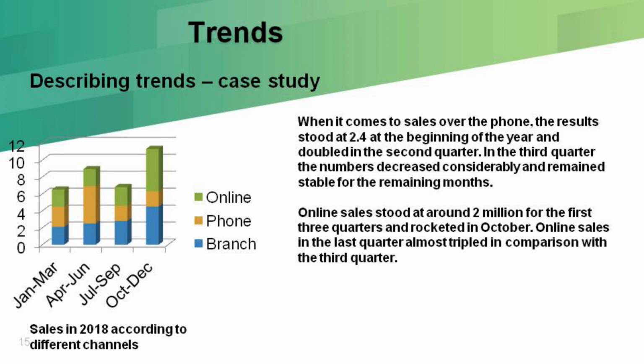When it comes to sales over the phone, the results stood at 2.4 at the beginning of the year and doubled in the second quarter. In the third quarter, the numbers decreased considerably and remained stable for the remaining months. Online sales stood at around 2 million for the first 3 quarters and rocketed in October. Online sales in the last quarter almost tripled in comparison with the third quarter.